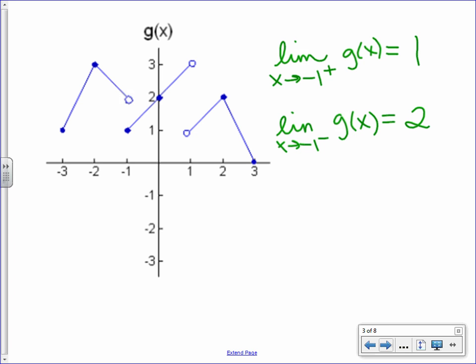Okay? But what if I asked you the limit as x approaches -1? Why? Because the right hand limit and the left hand limit are not the same. Okay?